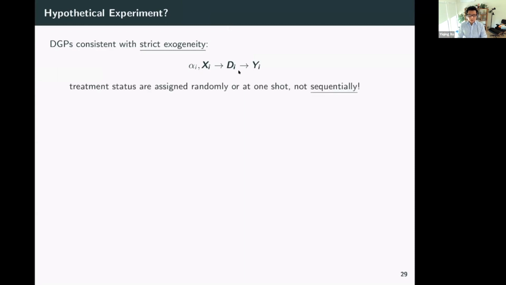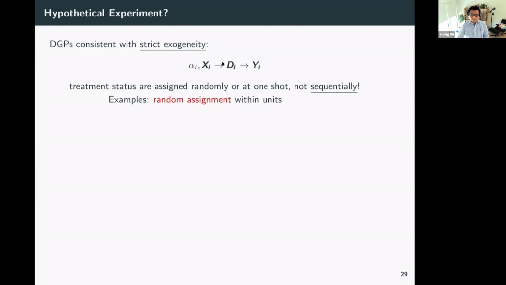That's your hypothetical experiment. And the crucial thing is that treatments are not assigned sequentially. They're assigned either randomly or one shot. Examples include random assignment within units. Here, as you can see, you allow the probability of getting treated to be different across units. If U I is very big for one unit and very small for another unit, the die will be different. You have an unfair die with a lot of ones, another unfair die with a lot of zeros. That's possible, but within a unit, you need to roll that die randomly, okay?